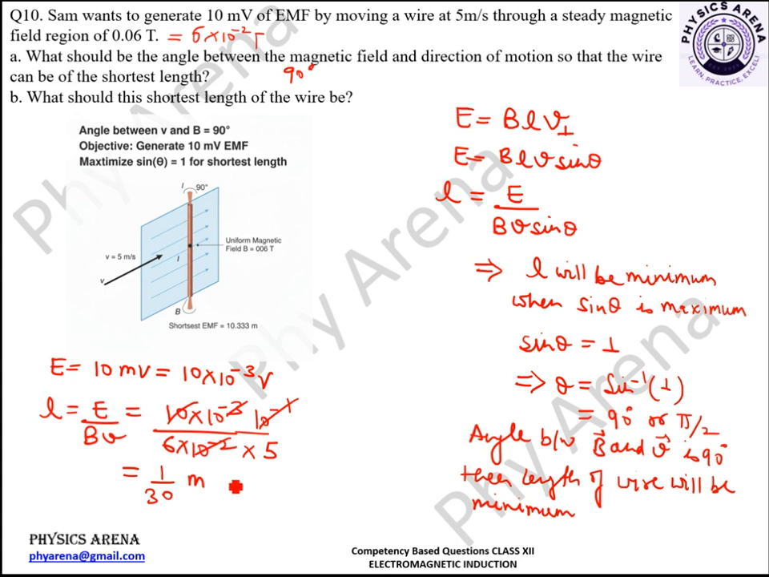And when we convert it to centimeter, we have to multiply it with 100. So L will be equal to 100 by 30 centimeter. That will be equal to 3.33 centimeter. So this is the final answer. The shortest length of the wire that is required to generate 10 millivolt of EMF when it is passed perpendicularly through a magnetic field of 0.06 Tesla has to be 3.33 centimeter.